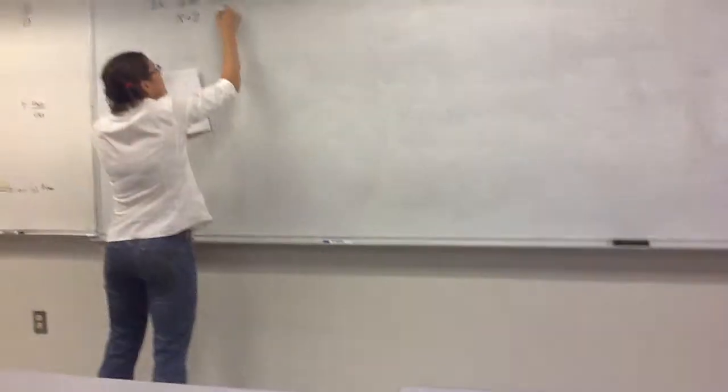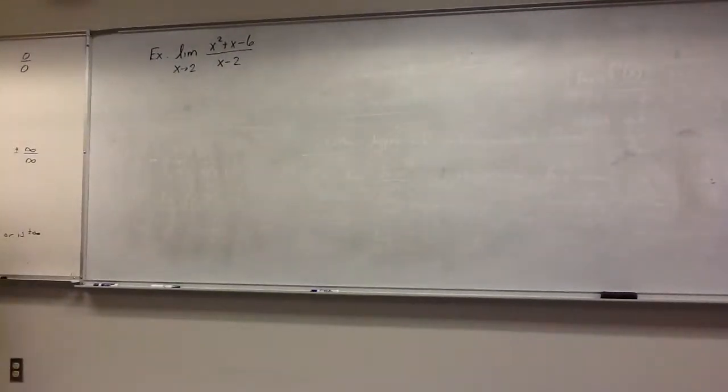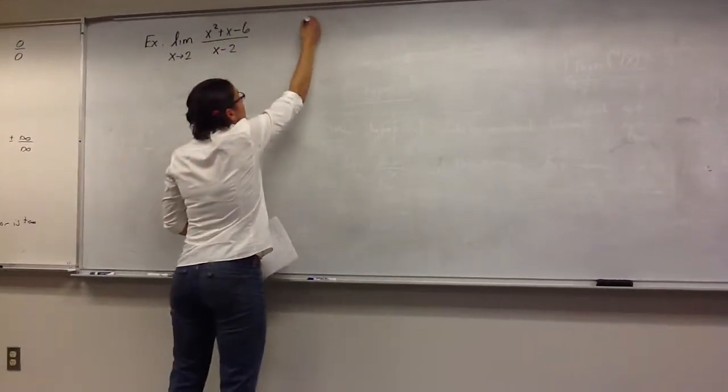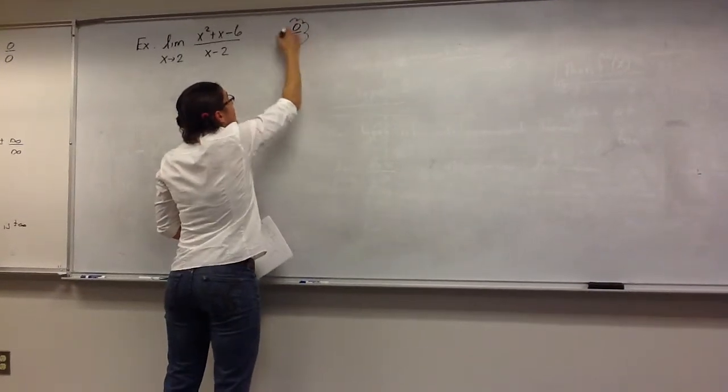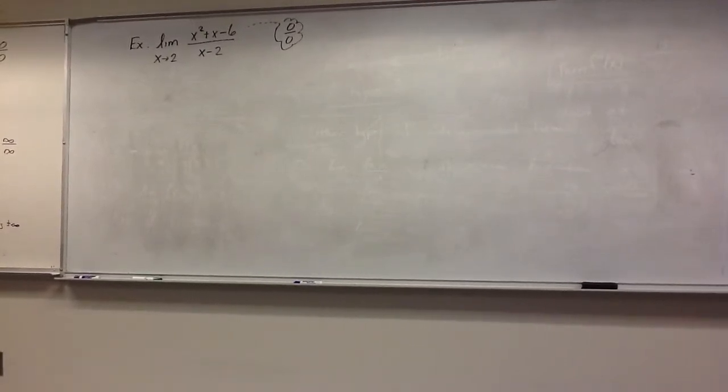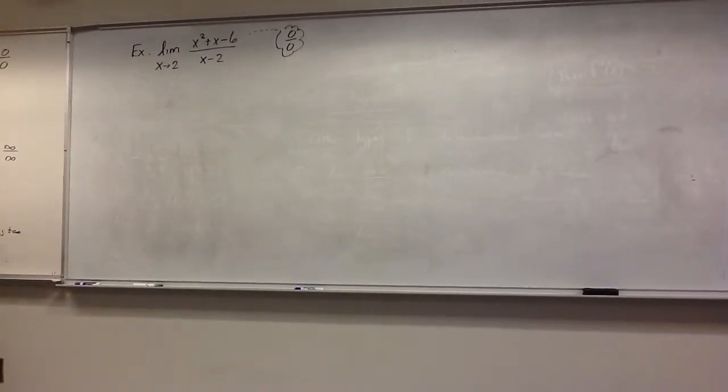The very first example that I put up on the board was the limit as x approaches 2 of x squared plus x minus 6 over x minus 2. When we plugged in x equal to 2, in the numerator we got a 0, and in the denominator we got a 0. So this limit is an indeterminate form of type 0 over 0, which means that we are allowed to use L'Hopital's rule.